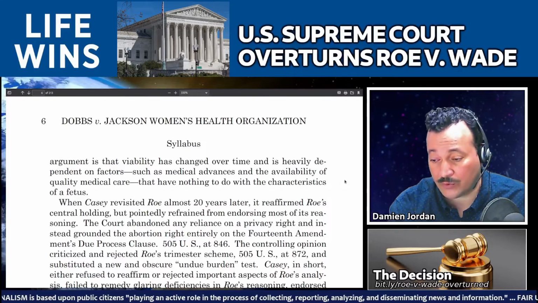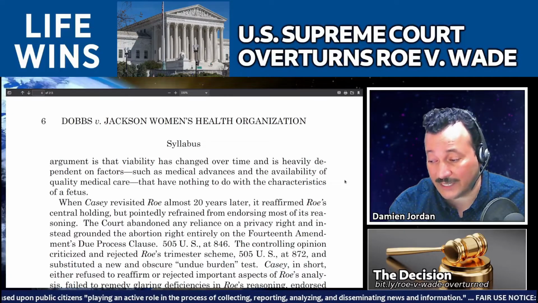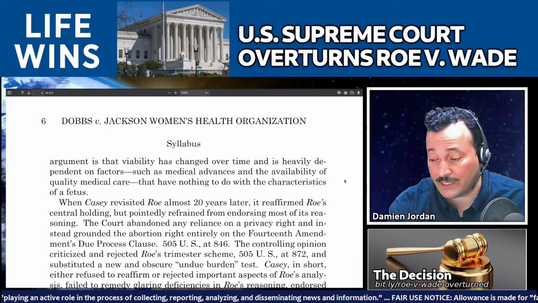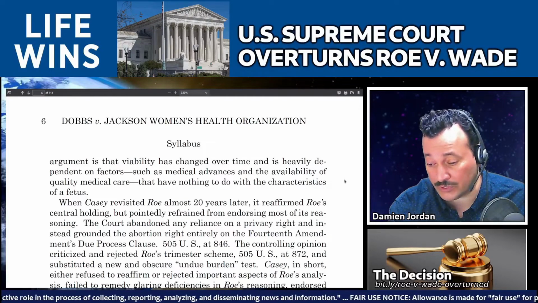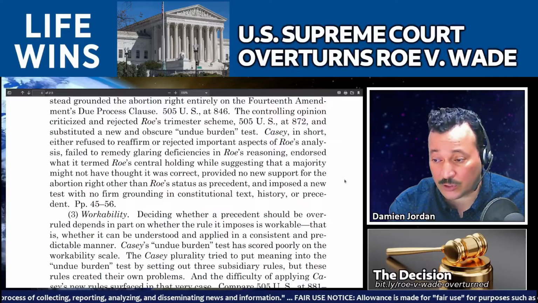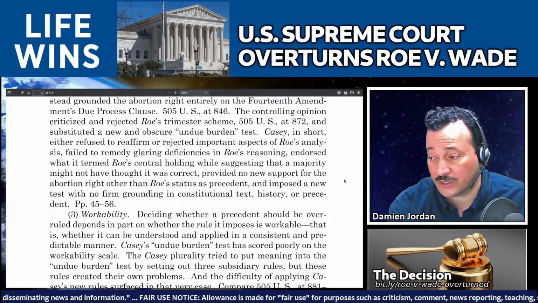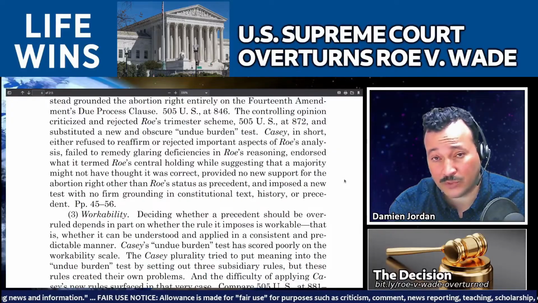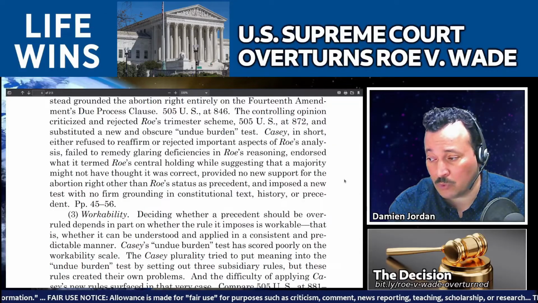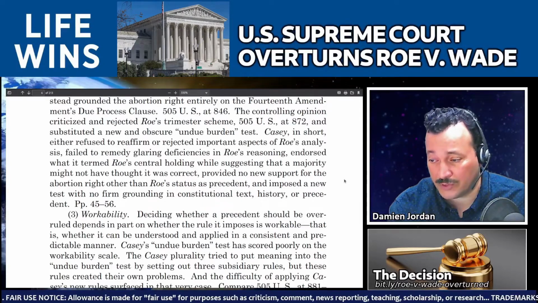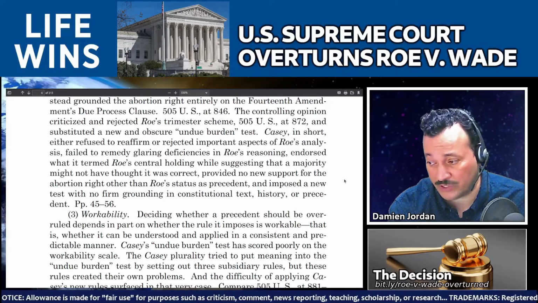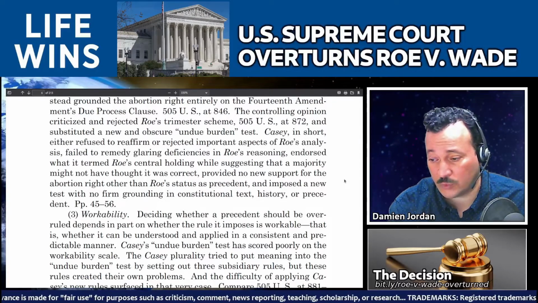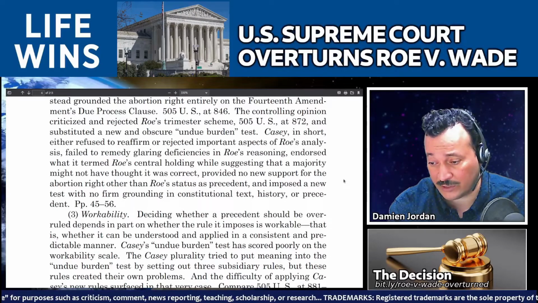Casey, in short, either refused to reaffirm or rejected important aspects of Roe's analysis, failed to remedy glaring deficiency in Roe's reasoning, endorsed what it termed Roe's central holding, suggesting that a majority might not have thought that it was correct, providing no new support for the abortion right other than Roe's status as precedent, and imposed a new test with no firm grounding in constitutional text, history, or precedent. Number 3, workability.